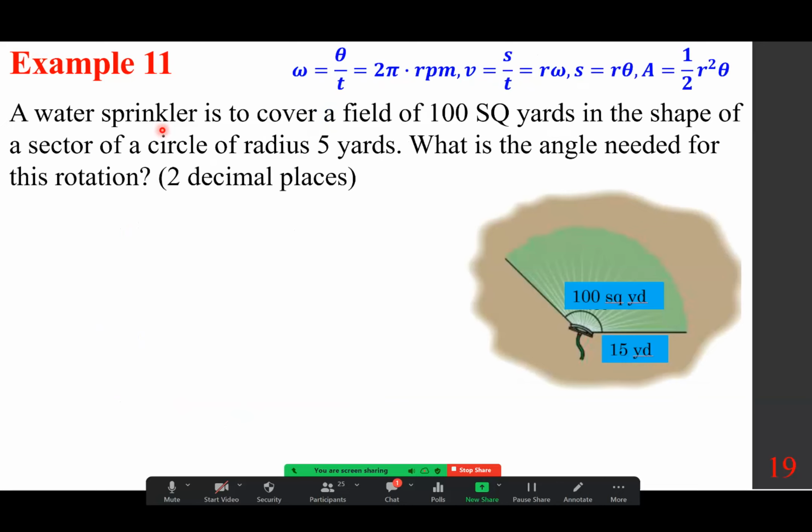A water sprinkler is to cover a field of 100 square yards in the shape of a sector of a circle of radius 5 yards. What is the angle needed for this rotation? Well, let's write the given.